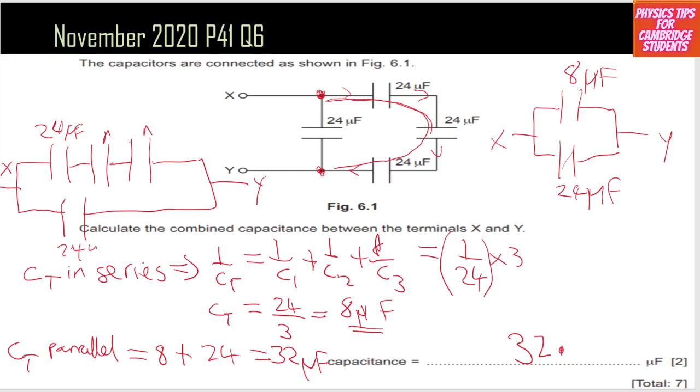I hope you have understood the way I've come up with the network of capacitors in series and parallel, and the way that I've used the formulas to find capacitors in series and capacitors in parallel.